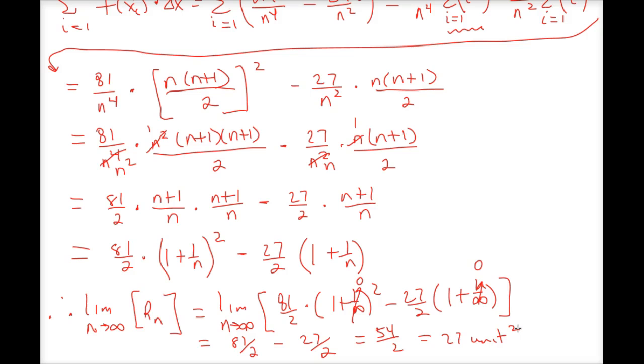So if we actually looked at a graph of x cubed minus 3x, we would see that the net area under the curve from x equals 0 to x equals 3 in this case would be 27 square units.